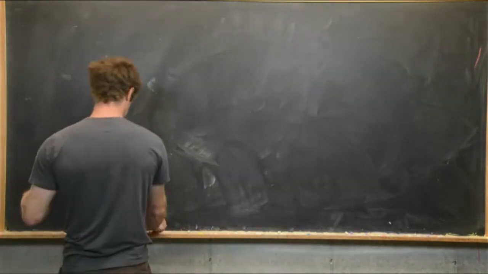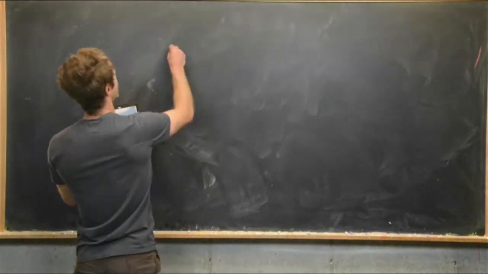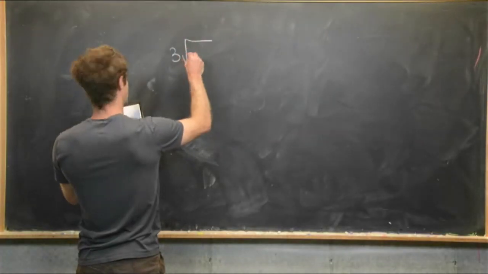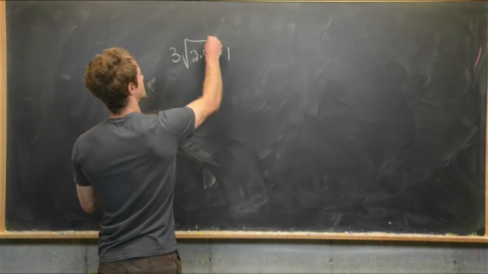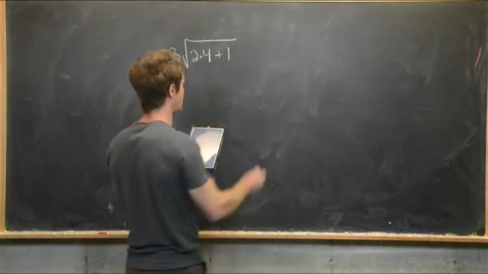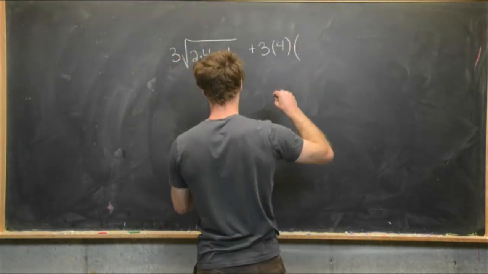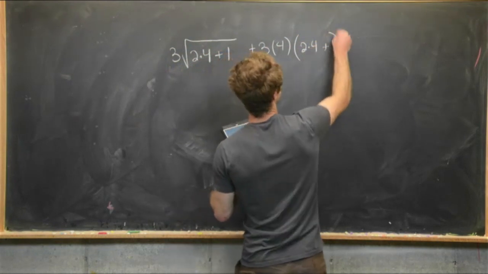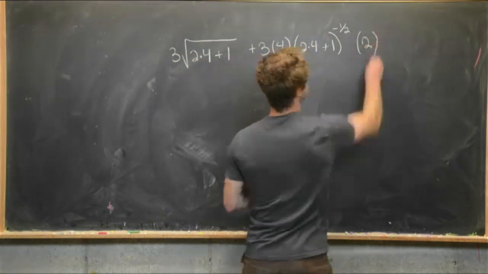So let's look at this 7th one. So we've got 3 times the square root of 2 times 4 plus 1, and then plus 3 times 4 times 2 times 4 plus 1 to the negative half, and then that times 2.